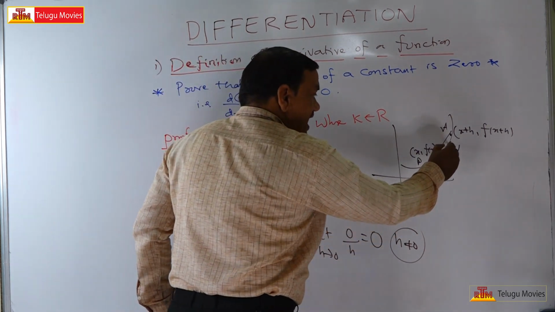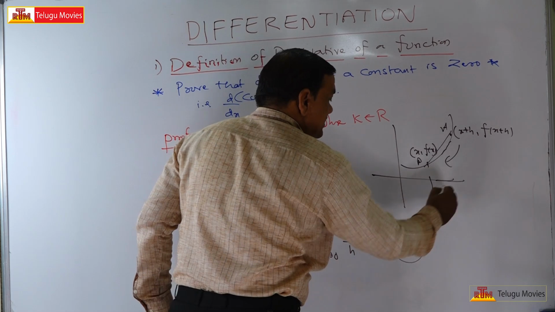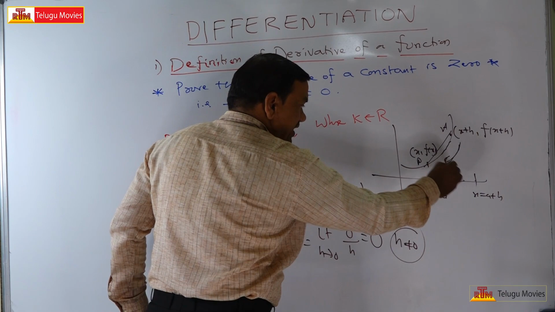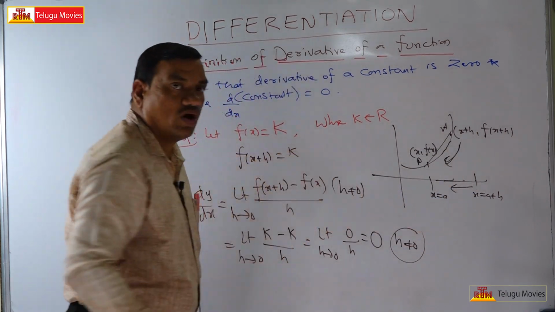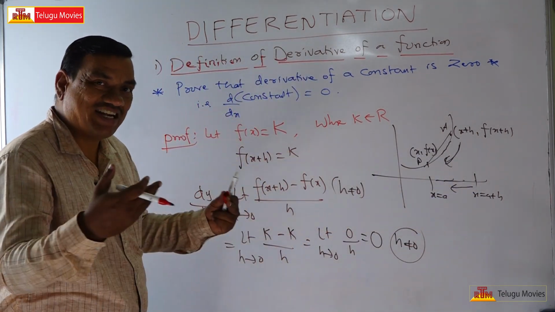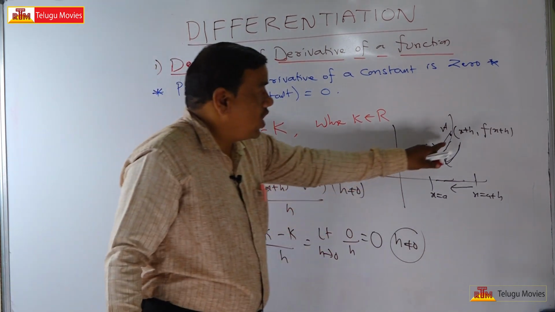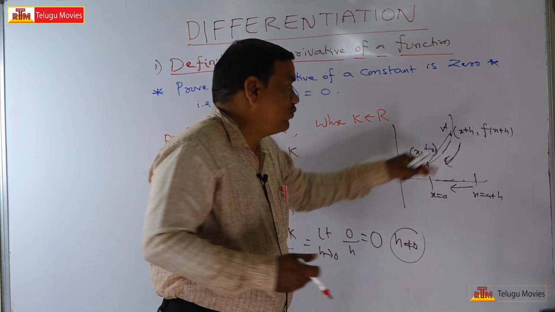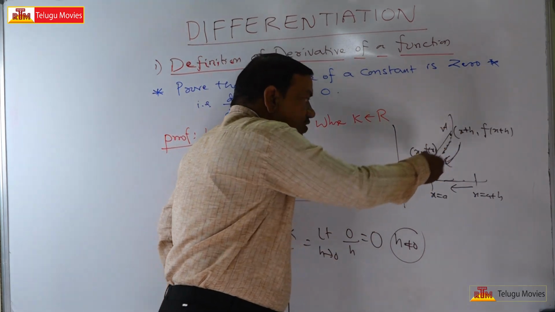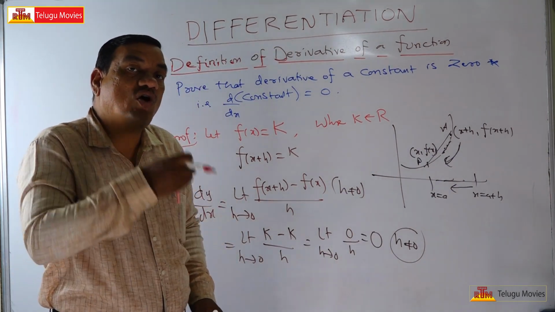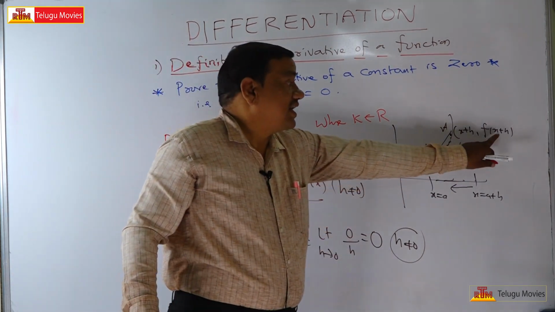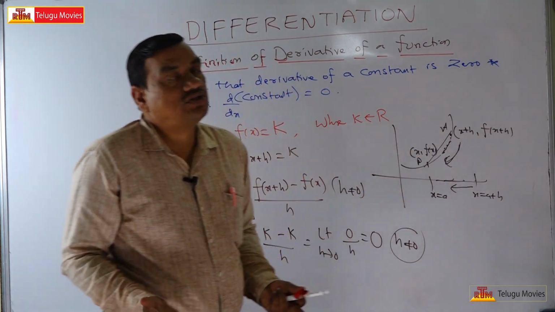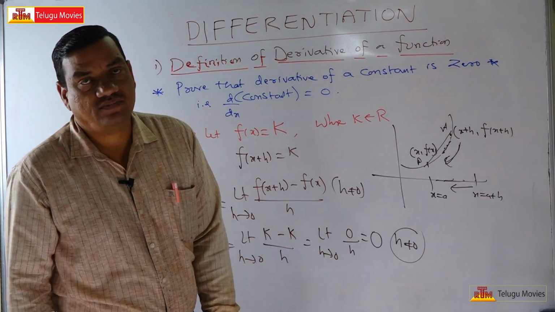That means as your x value changes, first your x is equal to a here, and your x is equal to a plus h here. You are moving towards a from the right direction. That means your x coordinates are changing, and according to that, the y coordinates will also change. Whatever may be the point, the y coordinates are also changing. That means the rate of change of y coordinate with respect to x coordinate gives the derivative of that function.